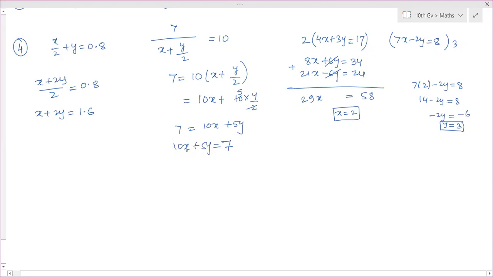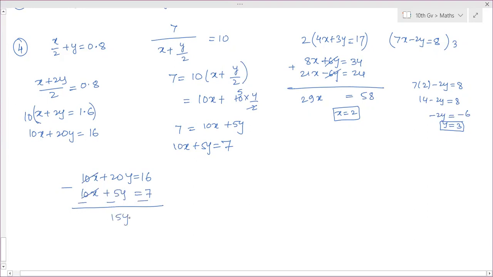Now check it here, multiply with 10. First equation multiply with 10. 10 and 1 LCM is 10. So it is 10x plus 20y is equal to 16. 10x plus 5y is equal to 7. Subtract: minus, minus, minus, minus. So 10x and minus 10x cancel. 20 minus 5 is 15y. 16 minus 7 is 9.